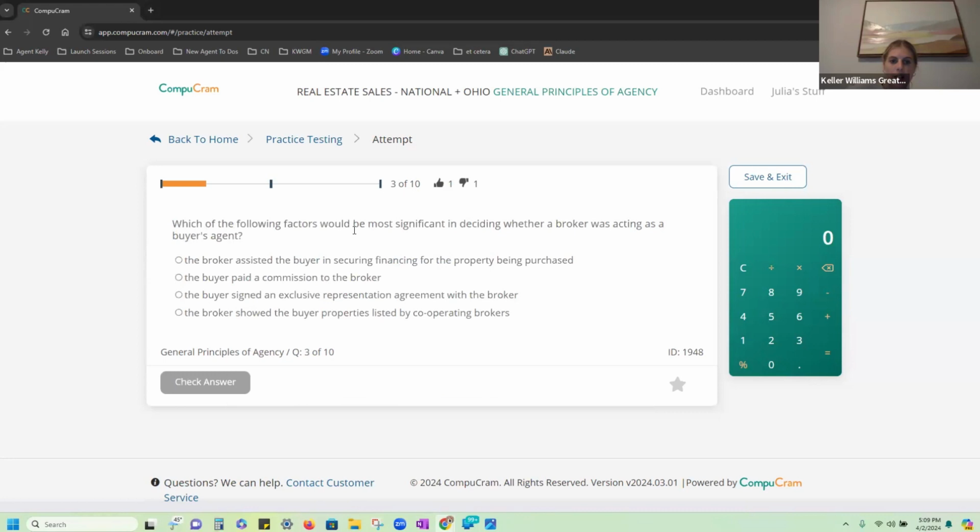Which of the following factors would be most significant in deciding whether a broker was acting as a buyer's agent? A, the broker assisted the buyer in securing financing for the property being purchased. B, the buyer paid commission to the broker. C, the buyer signed an exclusive representation agreement with the broker. Or D, the broker showed the buyer properties listed by cooperating brokers.